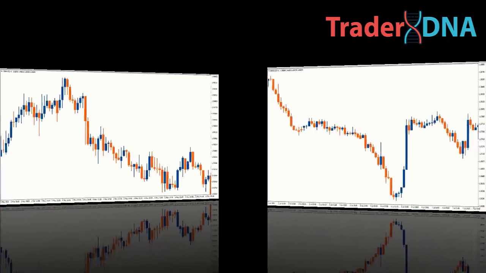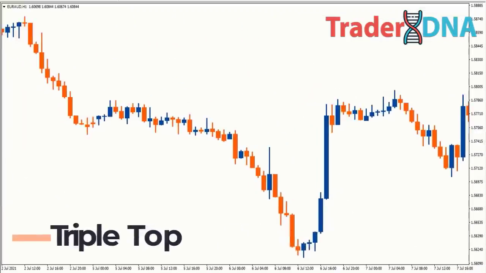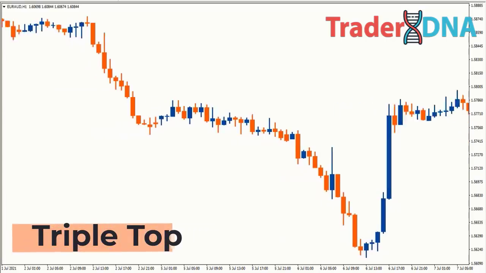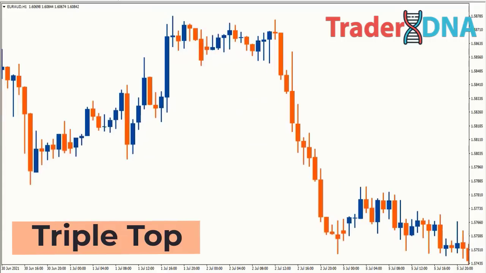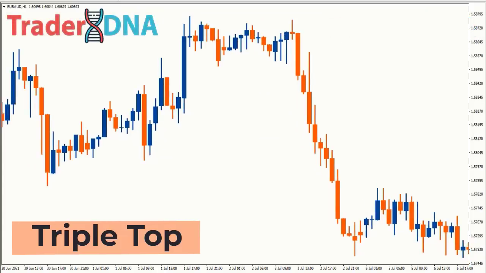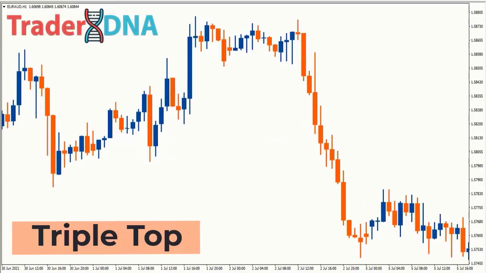Fourth, triple top. The triple top is a type of chart pattern used in technical analysis to predict the reversal in the movement of an asset's price. Consisting of 3 peaks, a triple top signals that the asset may no longer be rallying and that lower prices may be on the way. Triple tops may occur on all time frames, but in order for the pattern to be considered a triple top, it must occur after an uptrend.